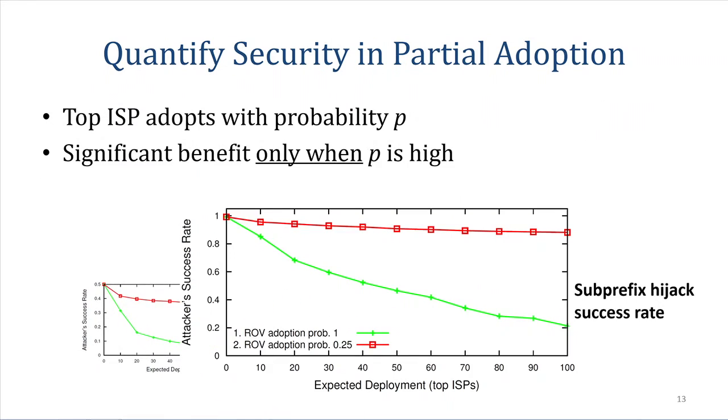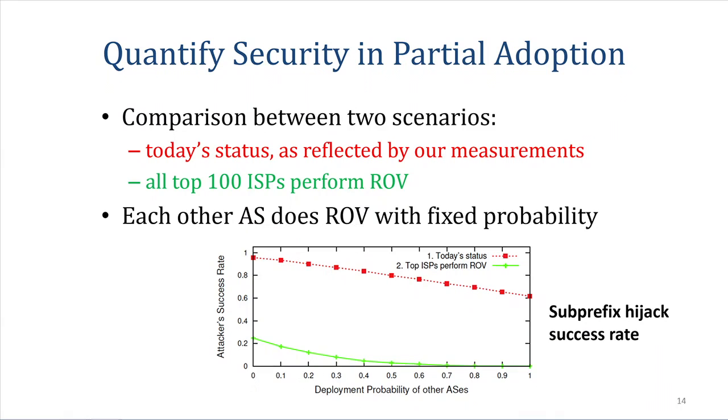So we've observed that for sub-prefixes as well as prefix hijacks, you can see the same sort of effect. And we've also compared between two scenarios. First is today's status as reflected by our measurements, meaning that the top ISPs that we've seen to not adopt continue not to do so. That's the red line here. And the green line describes what happens exactly in the same scenario, except now all the top 100 ISPs adopt.